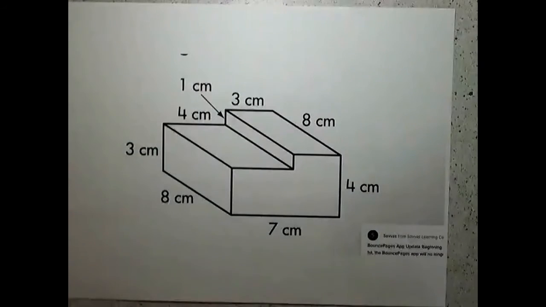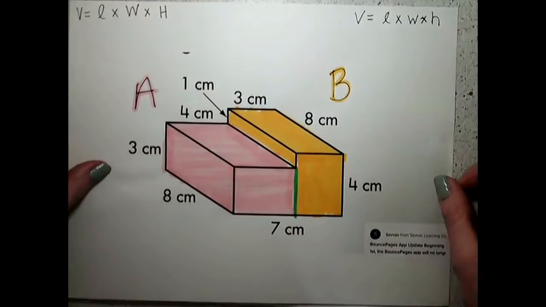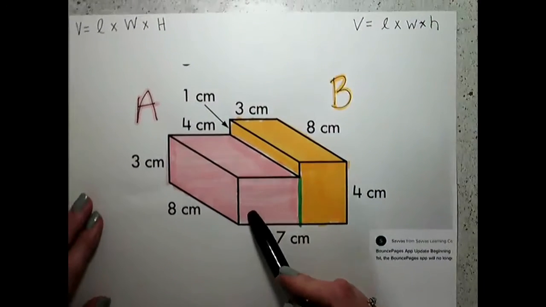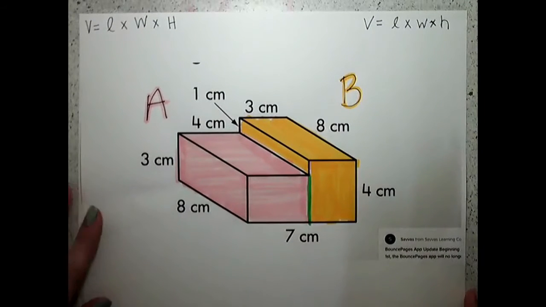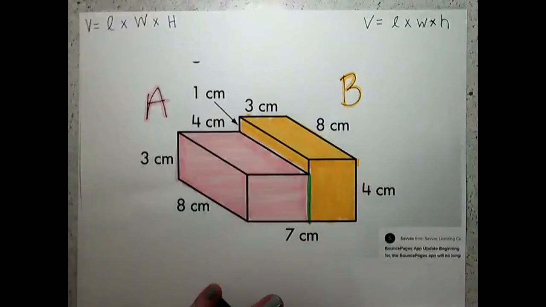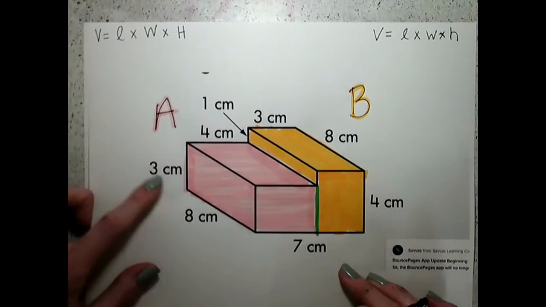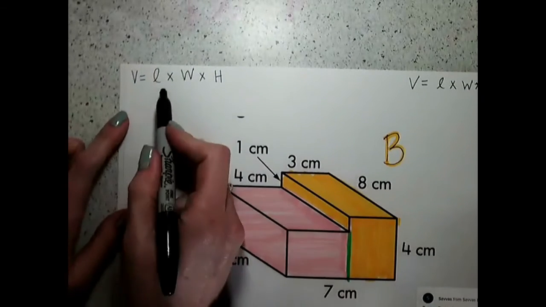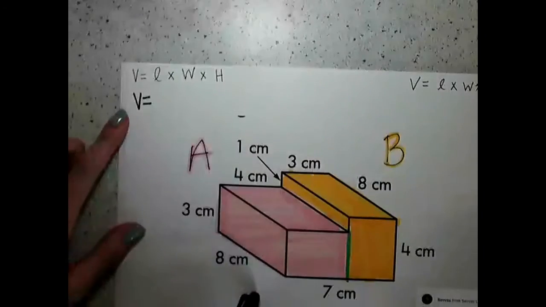In my brain, I was thinking of splitting the shape up something like this. So I have prism A right here, and I have prism B right over here. Just like always, I'm going to have to find the volume of both and combine them to find the total volume of this irregular prism. The first one I'm going to work on is prism A over here. I'm following the same formula, length times width times height. Let's take a look at my prism.